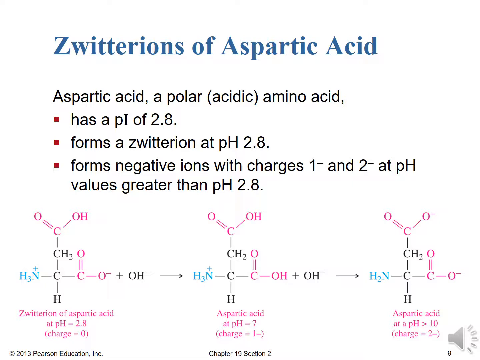So notice at pH 7 we still have the amino group protonated to an ammonium. We have the two different carboxylic acid groups as neutral carboxylic acids, and then when we go up in pH to pH greater than 10, now we're so basic that our amine group is no longer protonated, but both of our carboxylic acids are deprotonated. So there we have it, our different possibilities for aspartic acid.